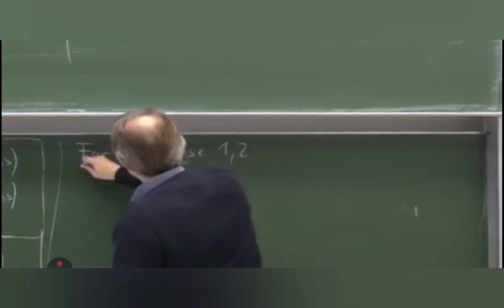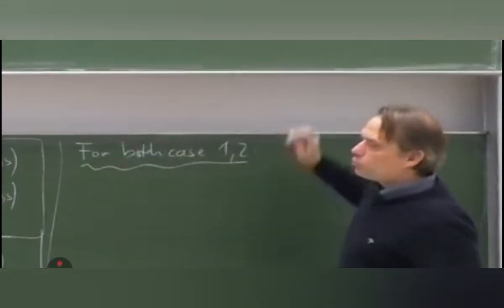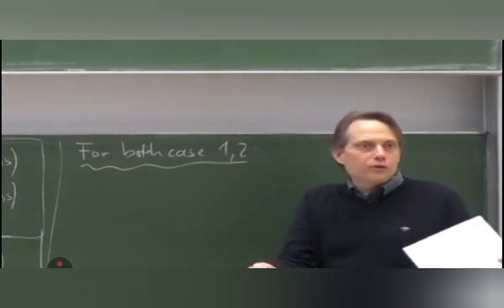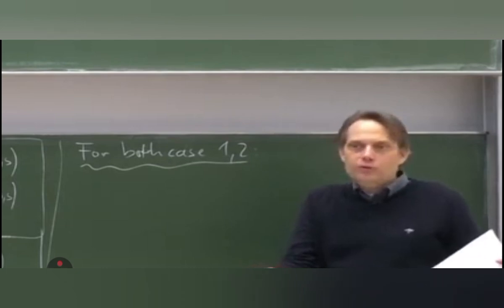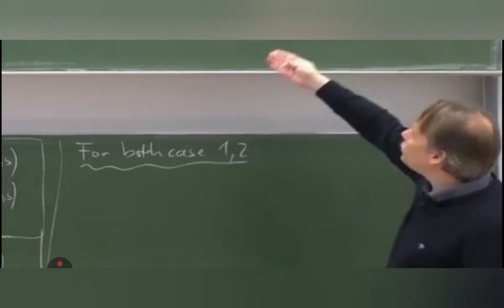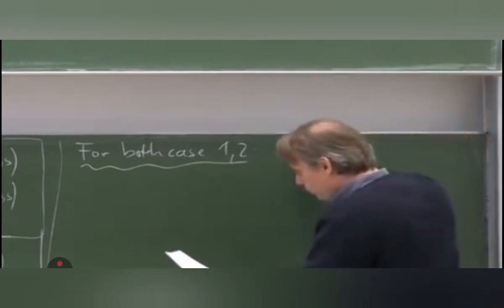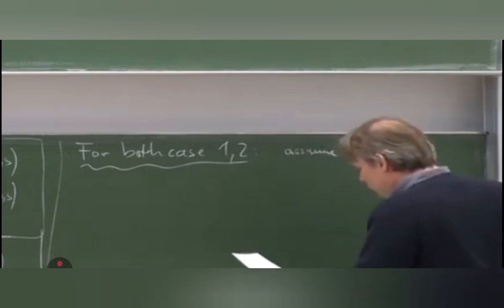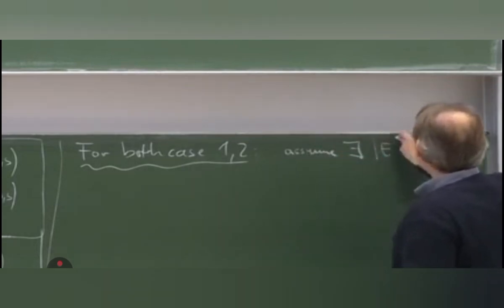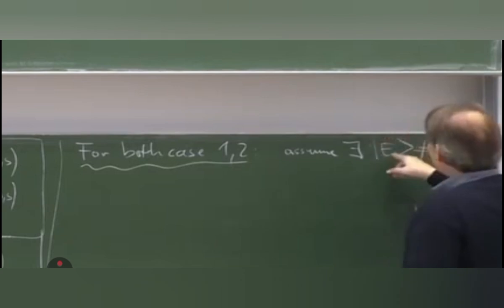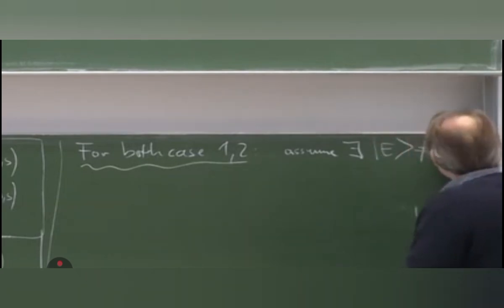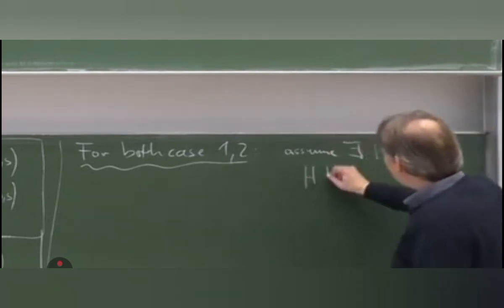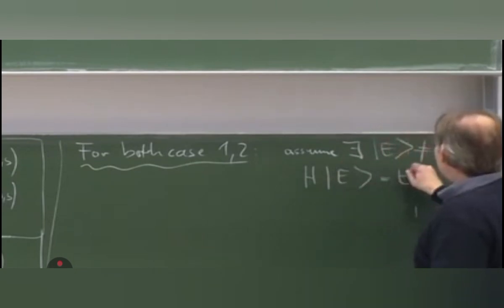So for both cases, case 1 and 2, we now do essentially what I assume you must have done in ordinary quantum mechanics lectures when you discuss the Hamiltonian, because there you must go through the identical procedure. So we assume that there exists at least one energy eigenstate, let's call it E, which is not a null vector, and which is an energy eigenstate: H E gives E times E.